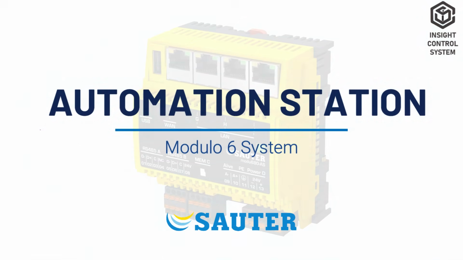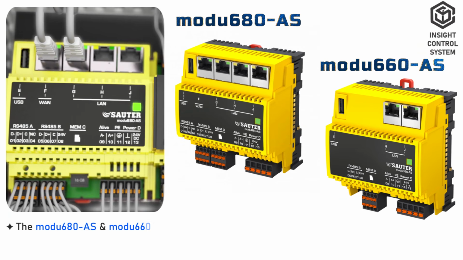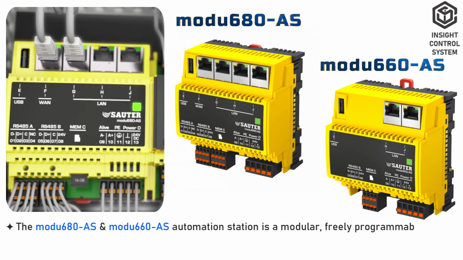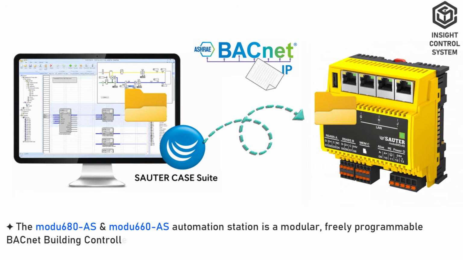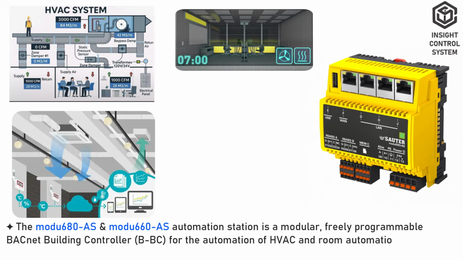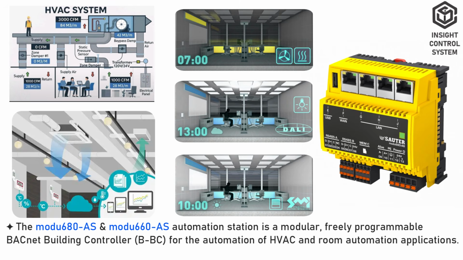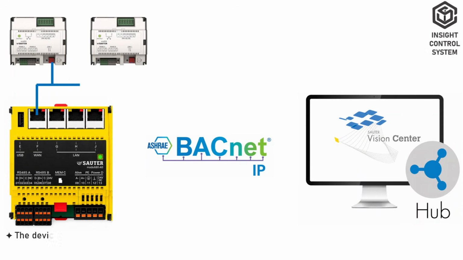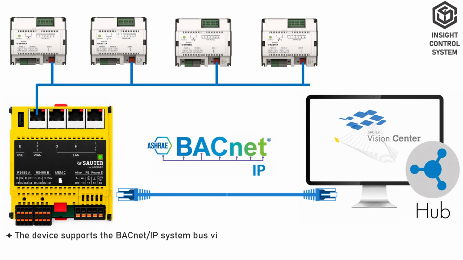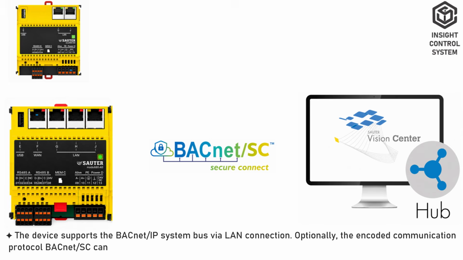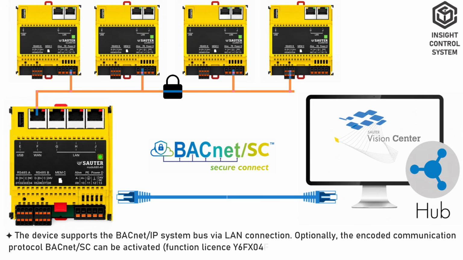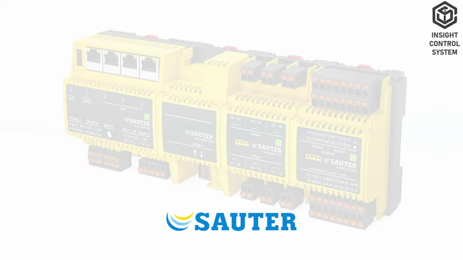Automation station. The modulo 680AS and 660AS automation station is a modular, freely programmable BACnet building controller for the automation of HVAC and room automation applications. The device supports the BACnet IP system bus via LAN connection. Optionally, the encoded communication protocol BACnet SC can be activated, including hub functionality.